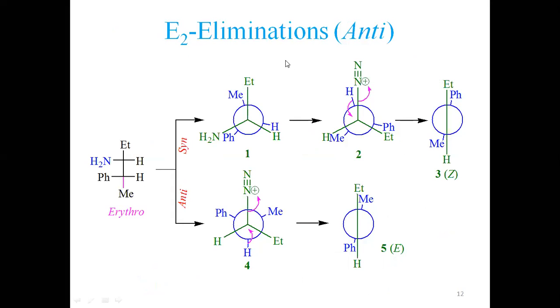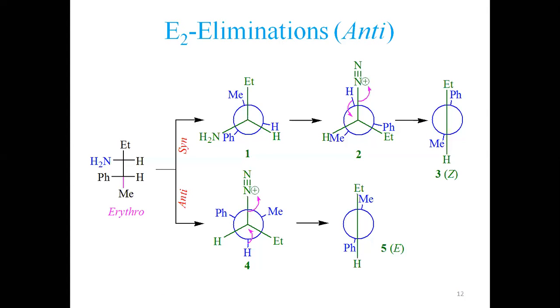Previous lecture, and I have just a quick review today. So you have seen how syn elimination takes place. This is the other aspect, anti-elimination. Which functional groups undergo anti-elimination?